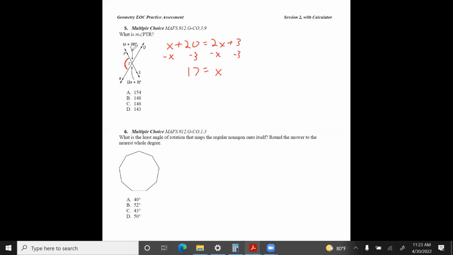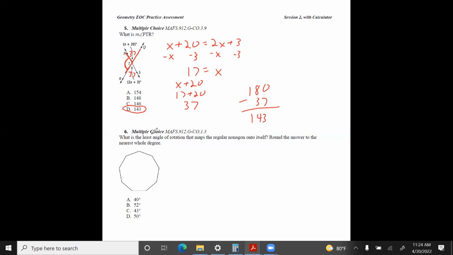Now, I need to plug that back in to find one of these angles. So it doesn't matter which equation you use, you should get the same thing. I'm going to use the x plus 20 and plug it in, and I get 37. Both of these angles then are 37. We want angle T. Well, these 2 together form a linear pair. So angle T and either one of these 37s forms a straight line. They have to add up to 180 degrees. So 180 minus that 37 leaves us with 143. So our answer is D.